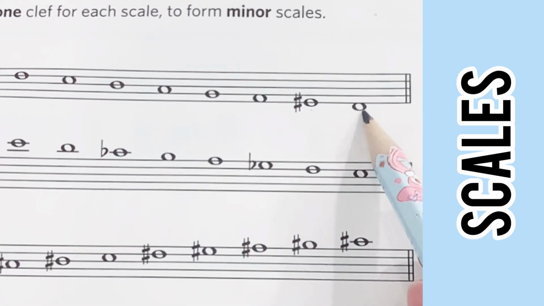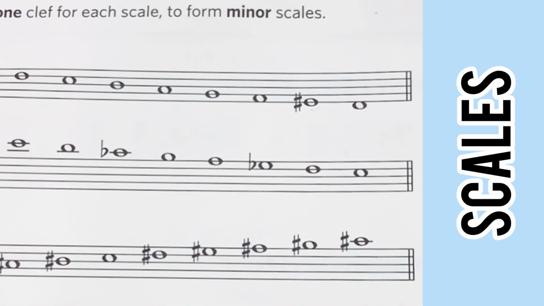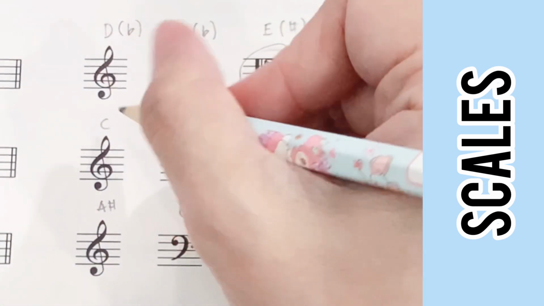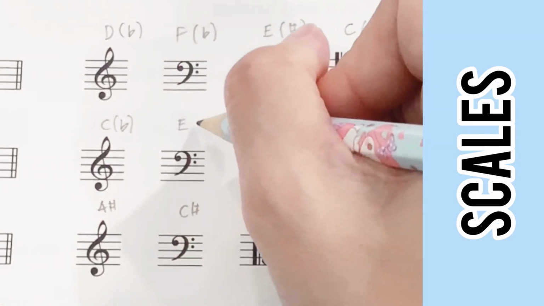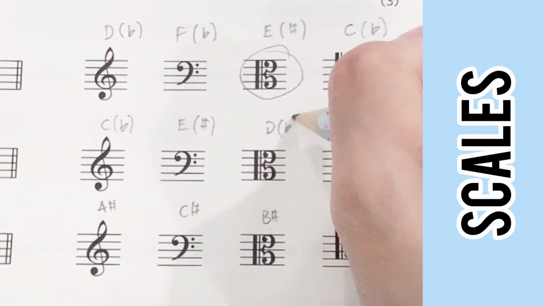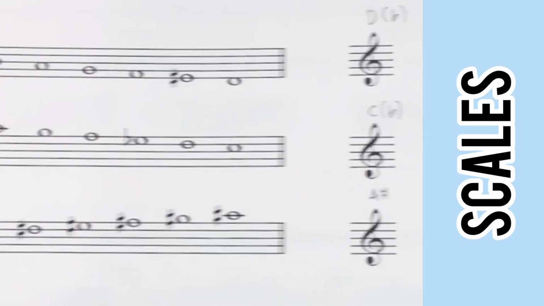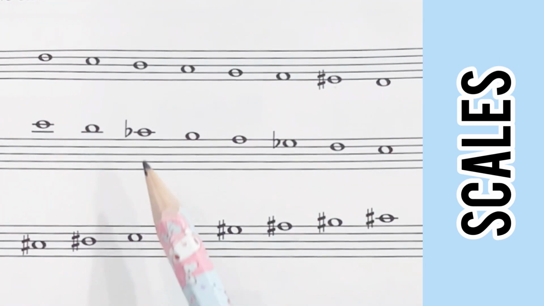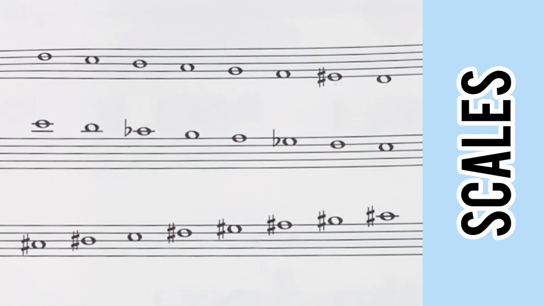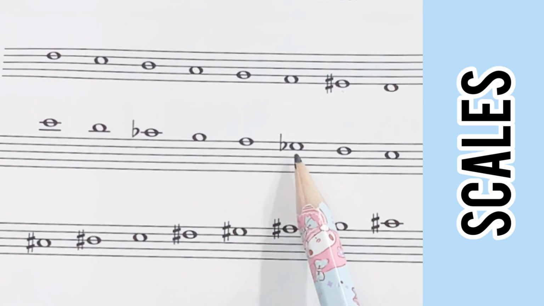The key signature for E minor would be F sharp. Moving on to the next question. C minor is a flat scale, E minor sharp scale, D minor flat scale, and B minor sharp scale. The scale that we have here is a flat scale, and now we'll take a look at the possible options for a flat scale.